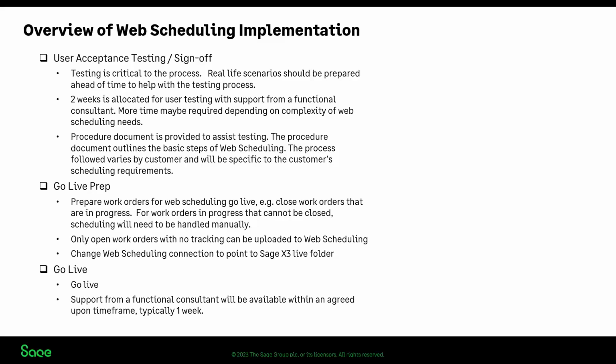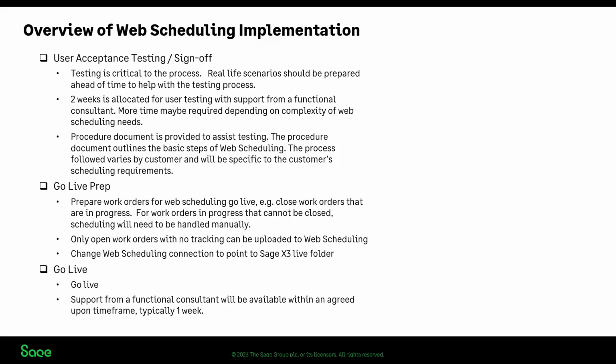Then we have our go live prep. So we want to make sure work orders that are, so you have either an upgrade, you might be going from version 11 to version 12, or you might be a new implementation. In both cases, the work orders that are in progress that cannot be closed must be handled manually. So you need to make sure you clean up any work orders, especially if you're coming from a migration, and only open work orders can go into the web scheduling. So that's just kind of a key point to mention. And that's why we have a call usually, prior to go live, just to make sure it's clear to everybody, especially the customer.